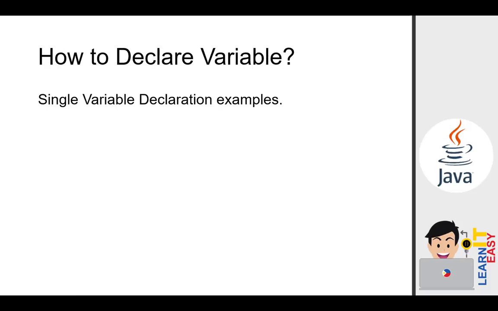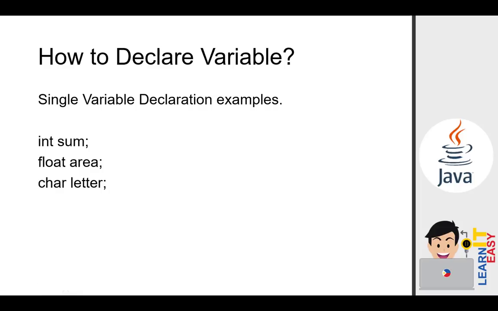First example, single variable declaration. So, int sum: data type, identifier. float area: we have the data type and the identifier. And char letter: we have the data type and then the identifier. Do not forget the semicolon. The semicolon is very important. It is used to terminate every line of code in Java.